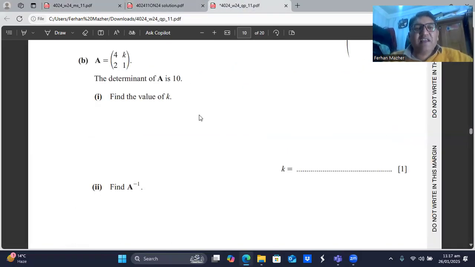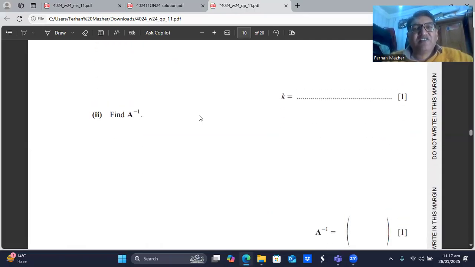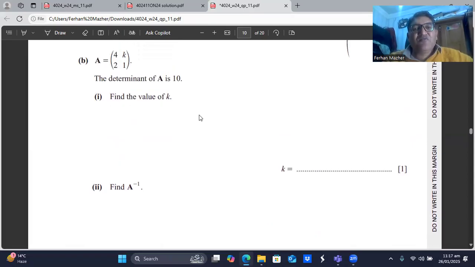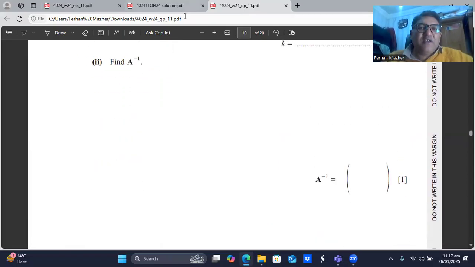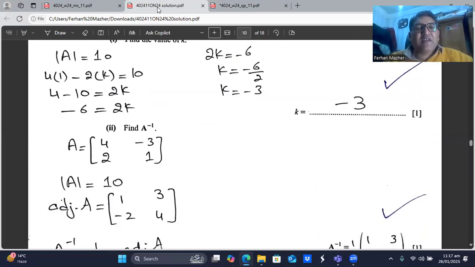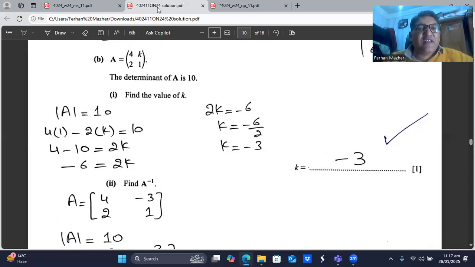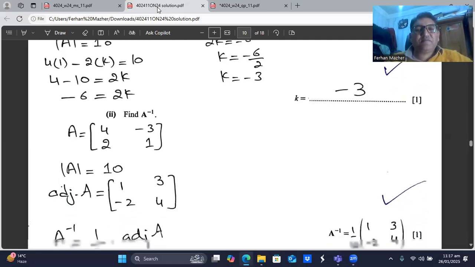Okay, the next part they are asking is to find out the value of A inverse, a 1-mark question. We want to find out the value of A inverse. So this is their question now. I know the value of the matrix A. The matrix A is now 4, -3, 2, 1. I have put the value of K here.